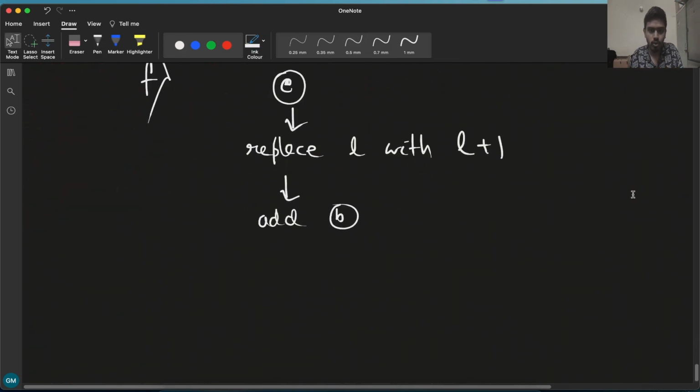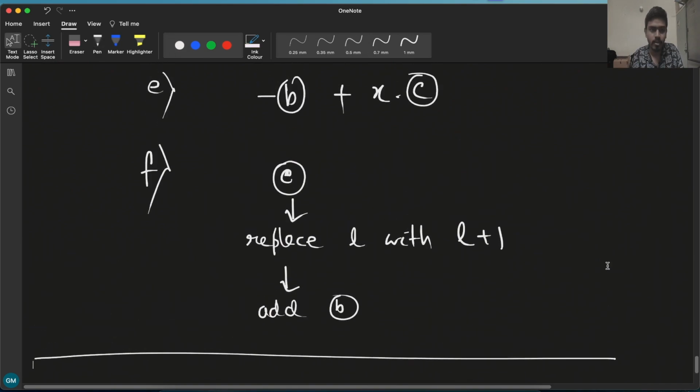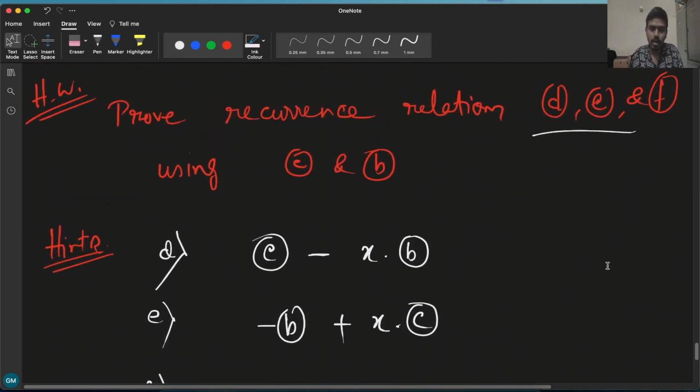So that's all for today, and in the next class I will show some physical applications of Legendre polynomials or Legendre differential equations, and after that I will discuss orthogonality and orthonormality of Legendre polynomials.